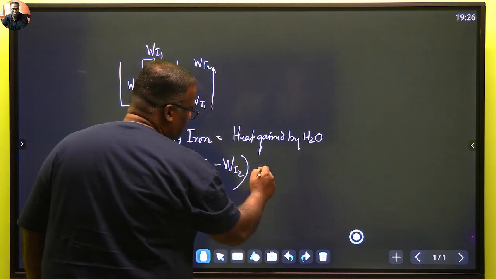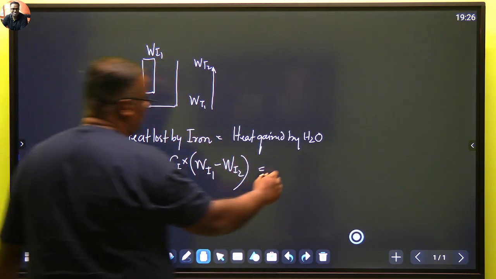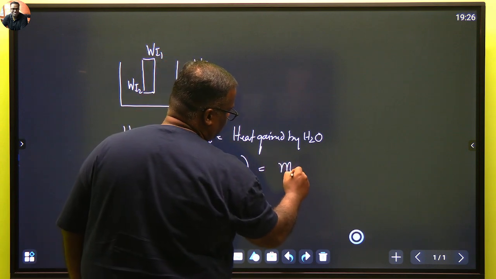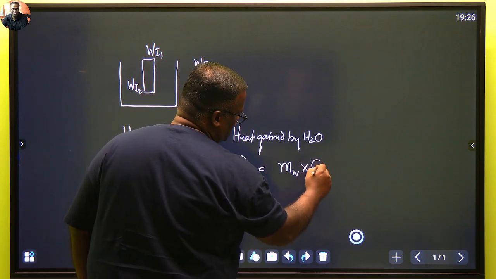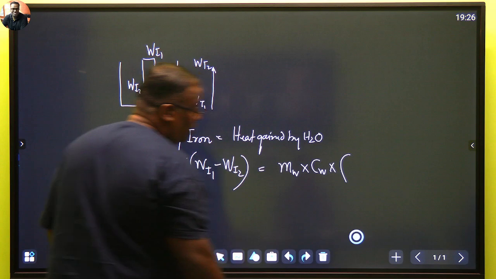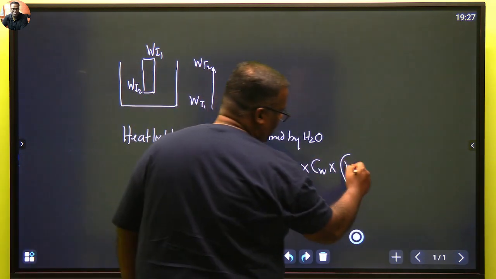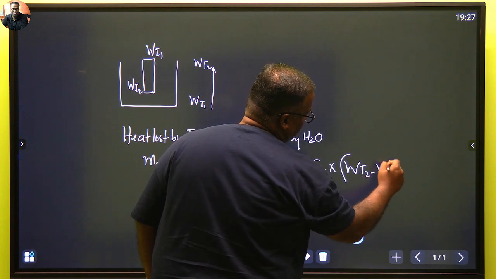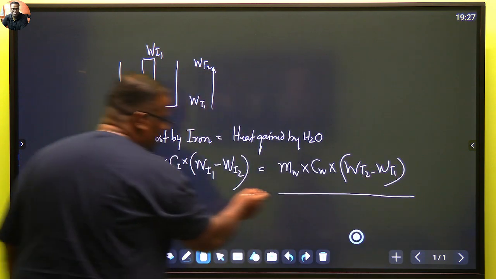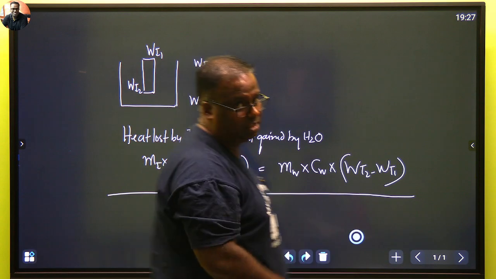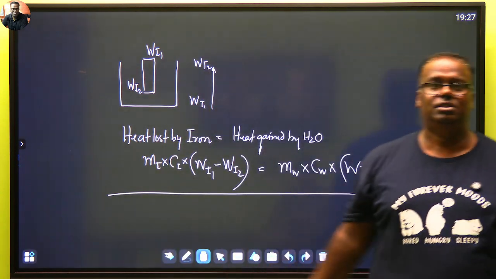Should be the heat gained by water. How much water do we have? Say the mass of water, MW, into the specific heat of water, into the temperature difference of water. What is the temperature difference? WT2, the higher temperature, minus WT1. By remembering these basics you can do every problem; you do not need to memorize anything.